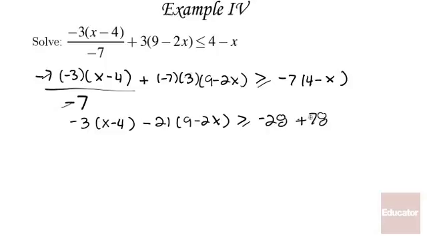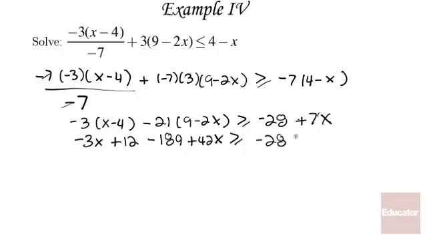So now I just need to do some more simplification. -3 times x is -3x. -3 times -4 is plus 12. -21 times 9 is -189. -21 times -2x is plus 42x. And this is -28 plus 7x. Can't really do anything with that.